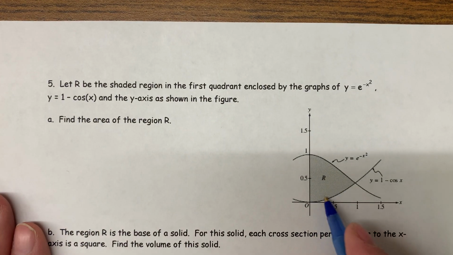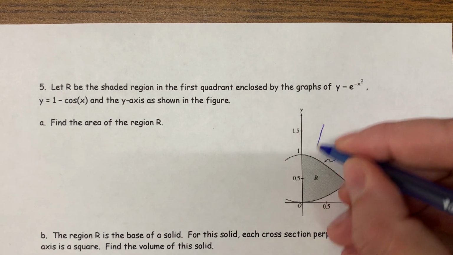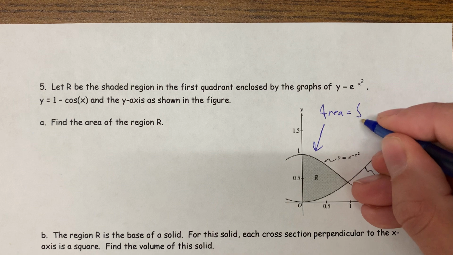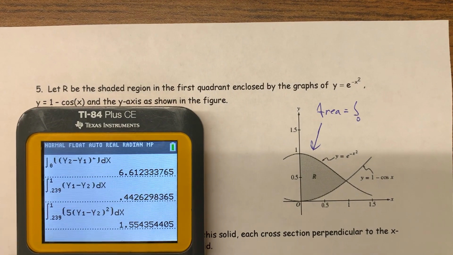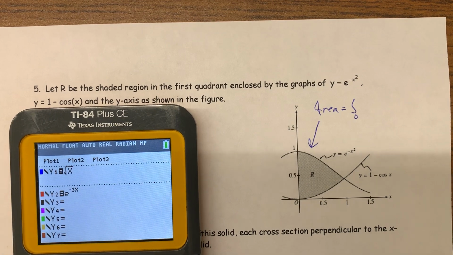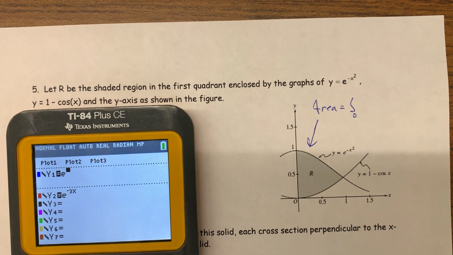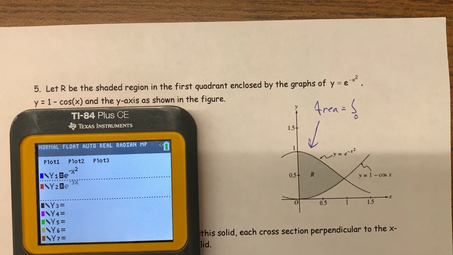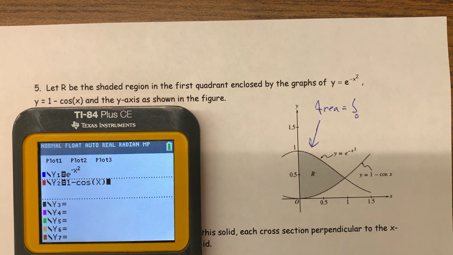R is this region. We found the area of this in a previous class. Go ahead and find the area of R. Area is the integral from 0 to, we need to find this intersection point. That was something I suspect some of you missed last time. So this is e to the negative x squared, y1, that's going to be the top one, and 1 minus cosine of x is y2, that's the bottom one.